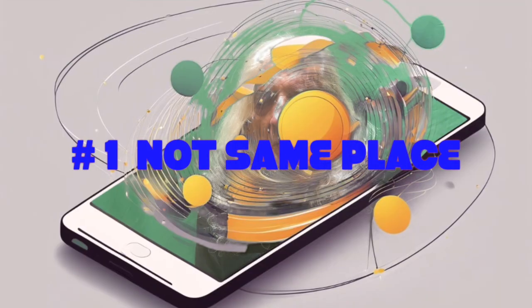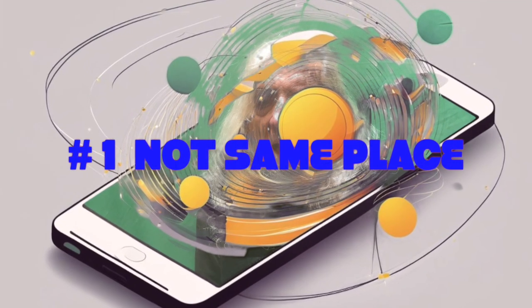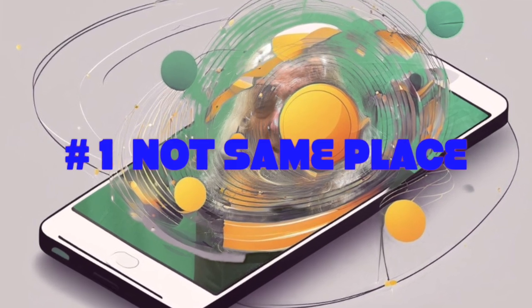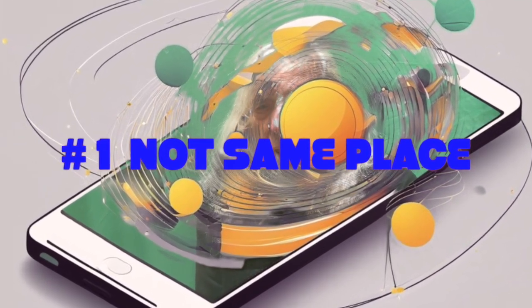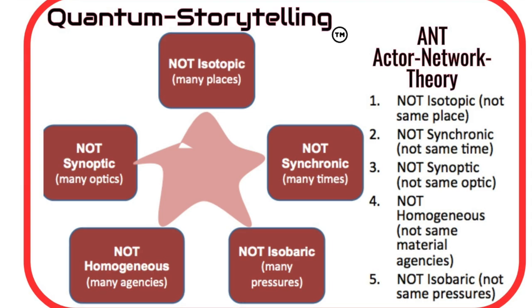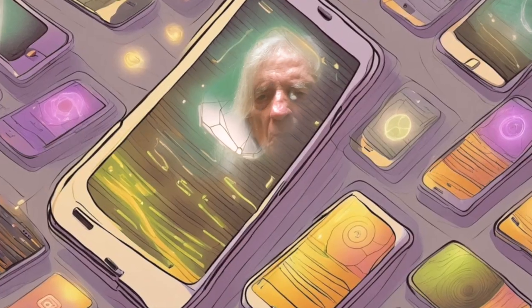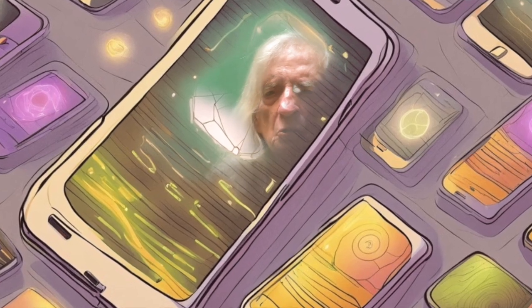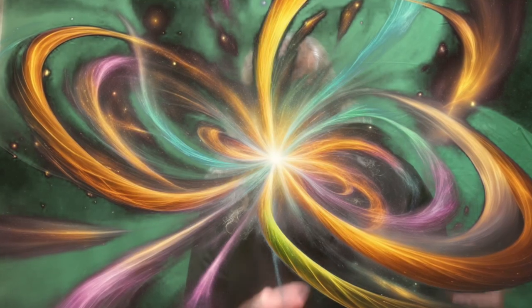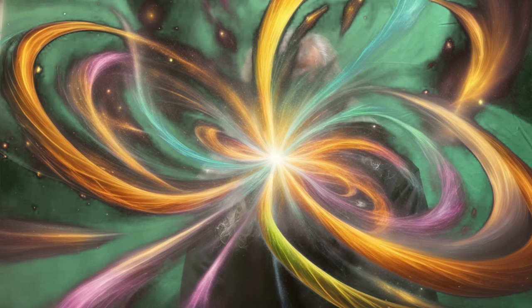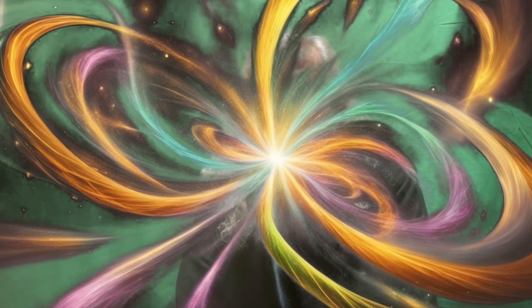Today we look at 5 aspects of actor network theory, or ANT as it's called. Number 1, not in the same place, not isotropic. Fits your cell phone, remarkable computing power. Electrons are oscillating and jumping from place to place at specific frequencies and amplitudes with other electrons in multiple places.